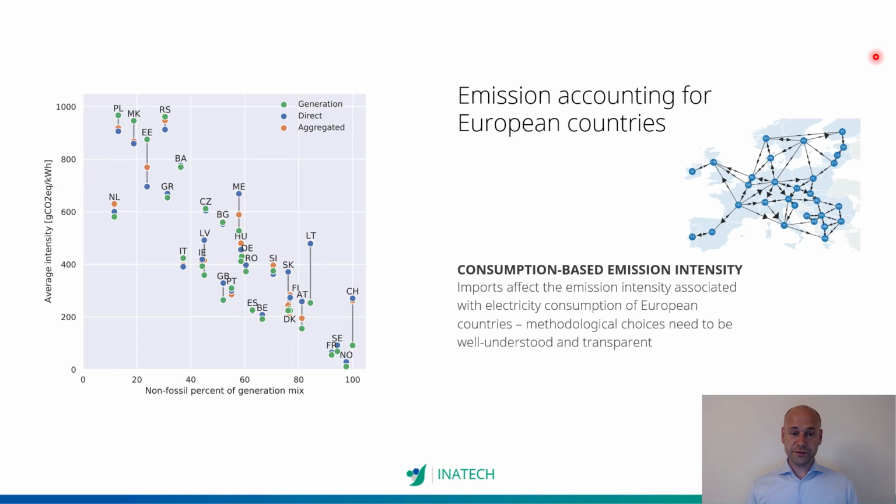So as a conclusion, we have to say you can come up with these very clear consumption-based emission intensity measures on an hourly basis even. So this can serve you as a measure of the emission intensity associated with your electricity consumption at the point where you are in the network. But in order to do it right, you really need to understand the methodological choices you're making, and you have to make them very transparent so that you know exactly how these things work.